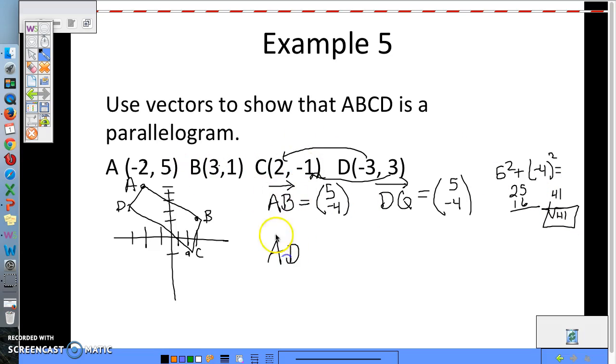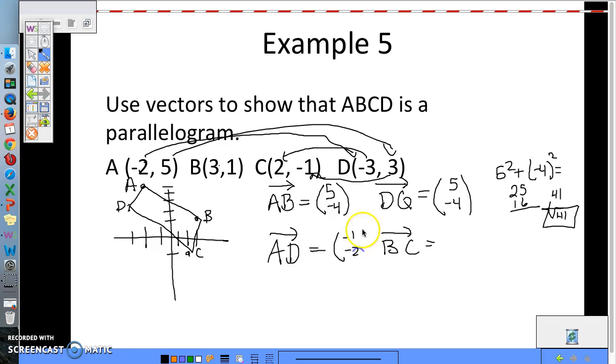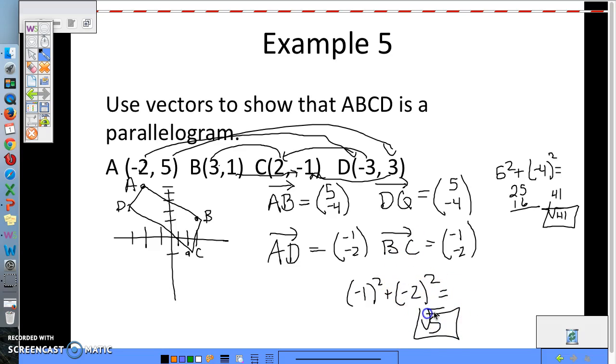And then let's check A to D would have to be the same as B to C. So A to D, negative 2 to negative 3 is going down 1. 5 to 3 is going down 2. B to C, 3 to 2 is going down 1. 1 to negative 1 is going down 2. And then again, that magnitude is the exact same. So we'd have 4, 5, so our magnitude is root 5.